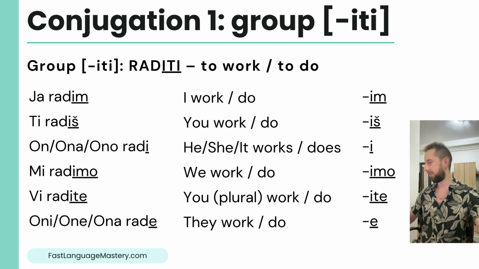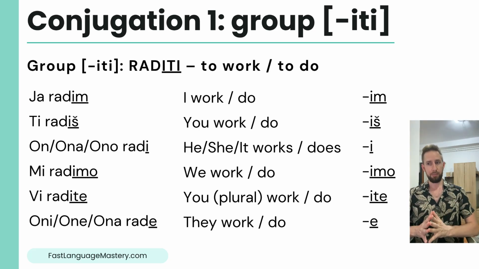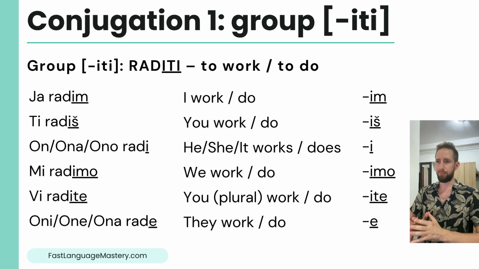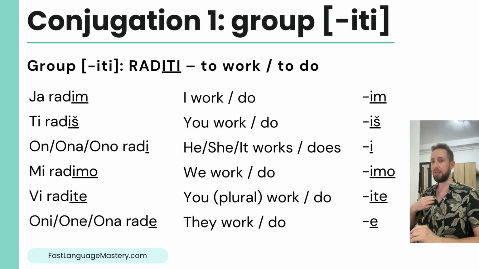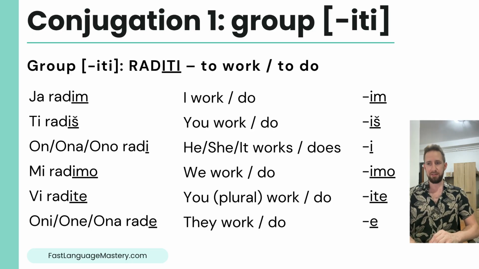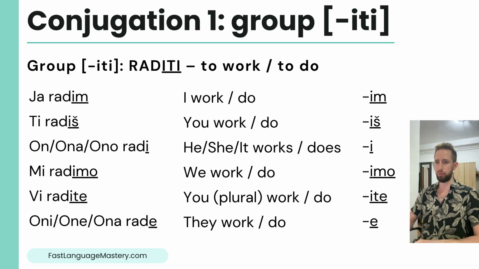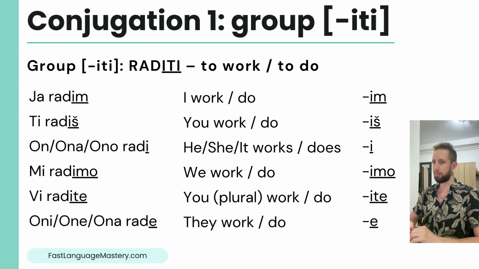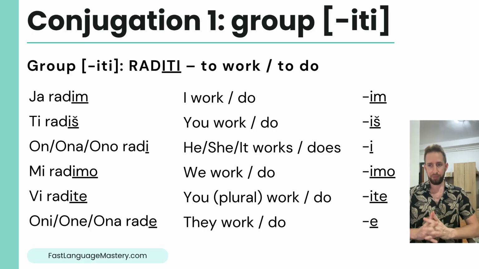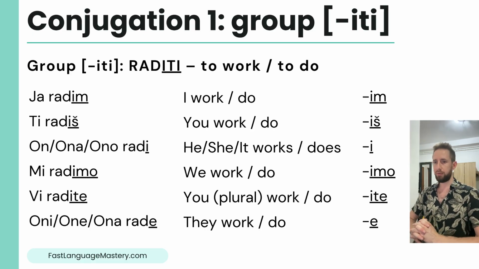So, as I said before, there are three conjugations in Serbian language, and this is conjugation number one, and its subgroup iti. Group iti means that the verbs in their infinitive form, which belong to this group, will have the ending iti. For example, this verb raditi, which means to work or to do. Raditi, it has the ending iti. It means that it belongs to the conjugation number one. And here is how we conjugate it.